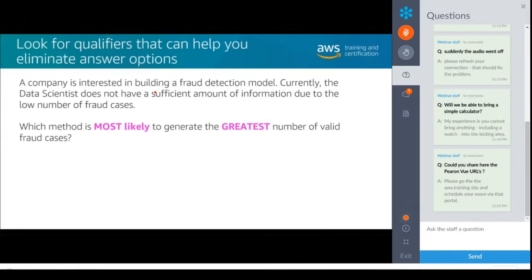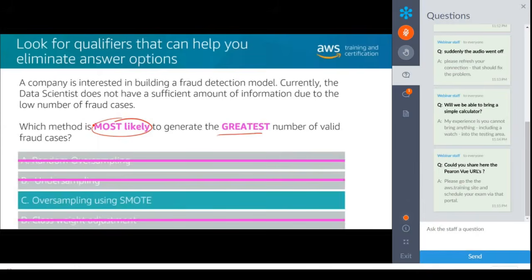A company is interested in building a fraud detection model. Currently, the data scientist does not have sufficient amount of information due to low number of fraud cases. Which method is most likely to generate the greatest number of valid fraud cases? So we're trying to maximize the number of valid fraud cases, or greatest, right? And also it's not black and white, the question, right? So you want to eliminate the least likely options.